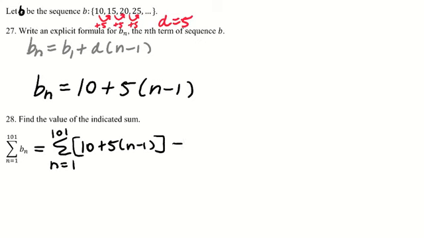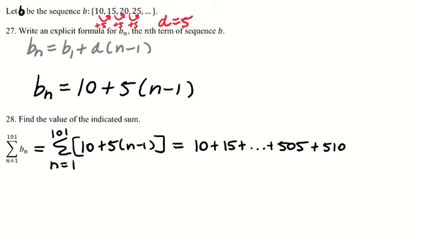What I'm going to do is start to write out a few of these terms. So that's 10 plus 15 plus, all the way up to the 100th term, which would be 5 times 99, just a little less than 500, I guess. 495 plus 10 is 505. And then I plug 101 into that formula, and I'll have 500 plus 10. Okay, so plus 510.